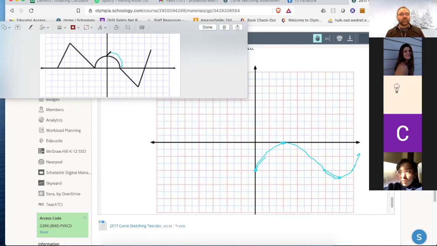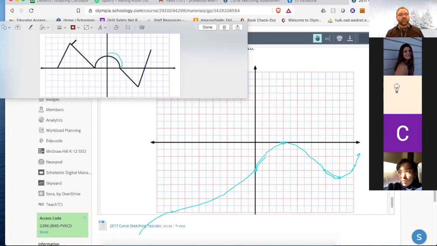Going backwards from that point, I see that it was increasing and concave up, and it was concave up all the way from -6. So 1, 2, 3, 4, 5, 6. Uh-oh, I'm going to have a hard time with this. Like that. Then prior to that, it was concave down.